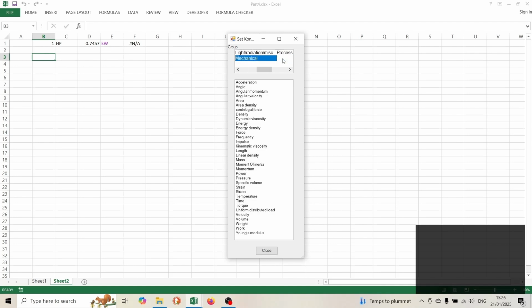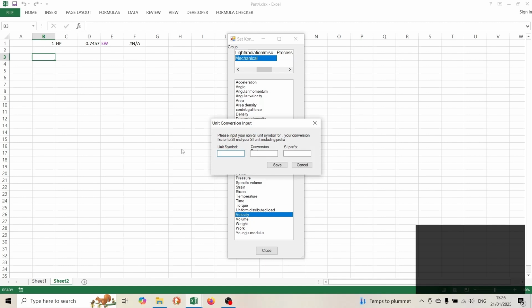We can select M for mechanical, and that brings up the previous list that we saw. We can select a velocity, for instance, which then brings up an input box that allows us to input our own conversion factors. So first of all, we enter the non-SI unit, for instance, MPH, and we can choose whatever symbol we like. The conversion factor is 0.47. The user can specify whatever level of precision they like for that thing. And if we want to convert to an SI unit other than the base one, we would put in a prefix here.